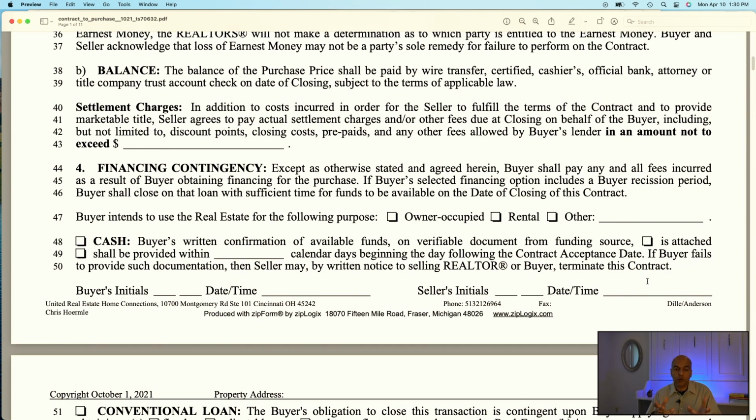Here's a section for settlement charges. Basically, the buyer asking the seller to pay closing costs is a common example. So the buyer needs $5,000, $7,000, $3,000, whatever they need. They want the seller to contribute from their proceeds toward those closing costs, so that's less out of pocket for the buyers.